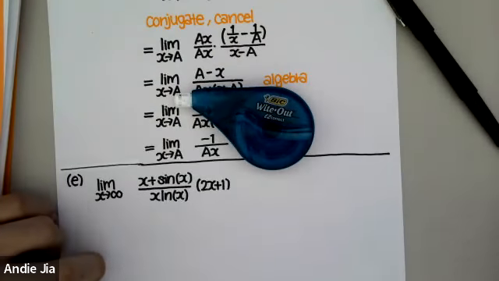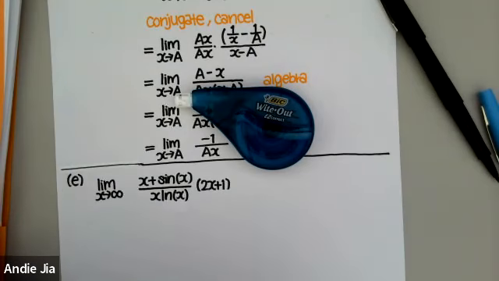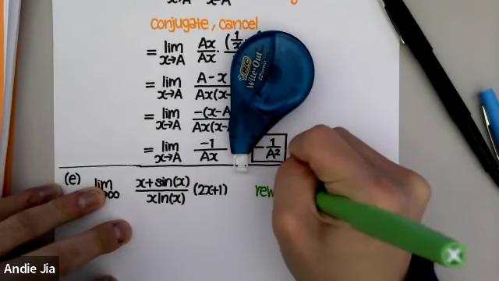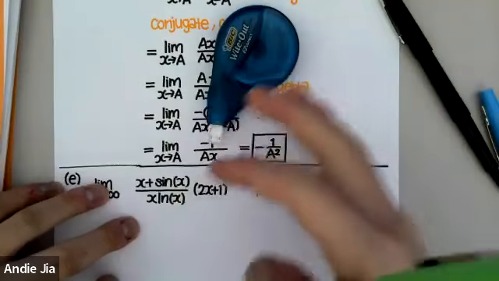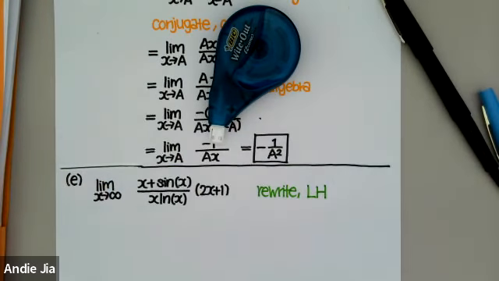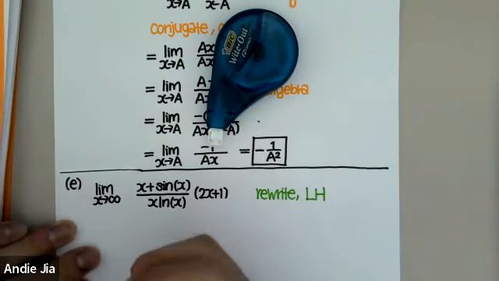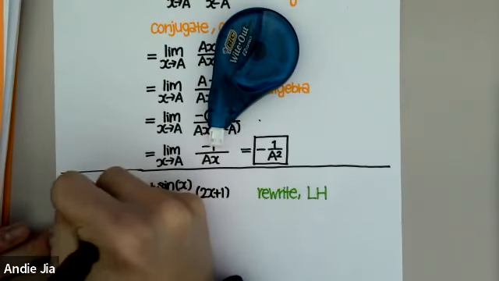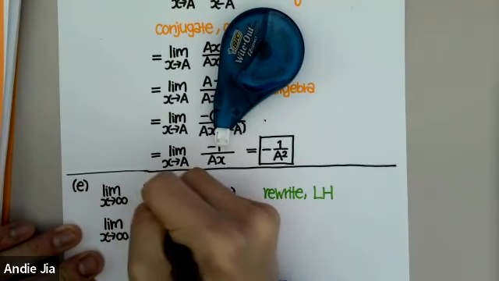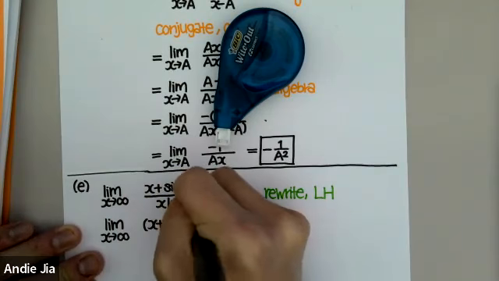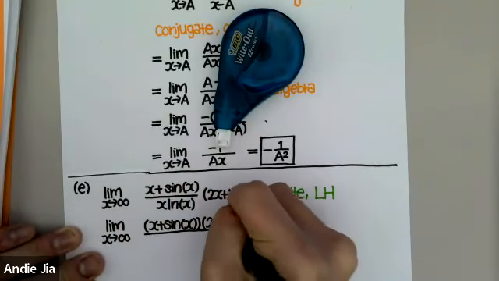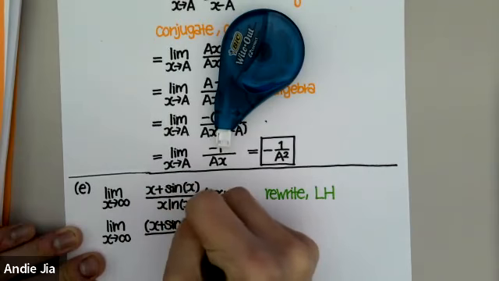We rewrite the limit, then just use L'Hopital's rule. I change to a different color because there's a lot of orange and everything. So get the L'Hopital's rule. Make sure you use the product rule here. Apply the product rule.